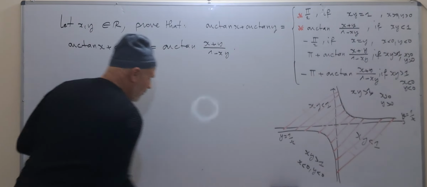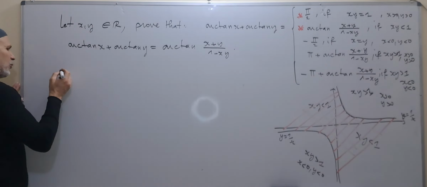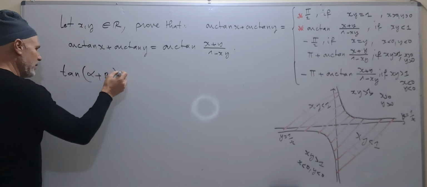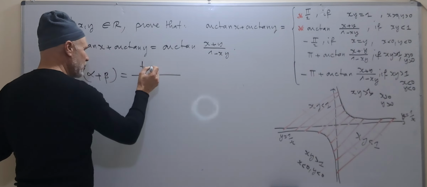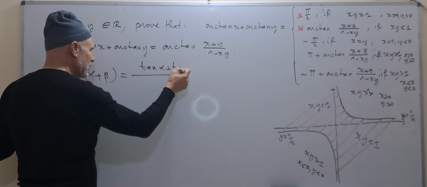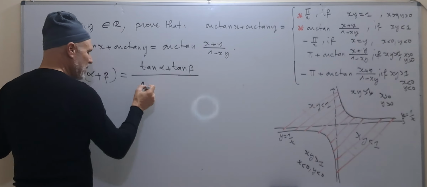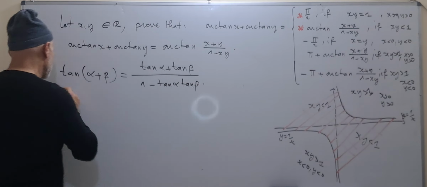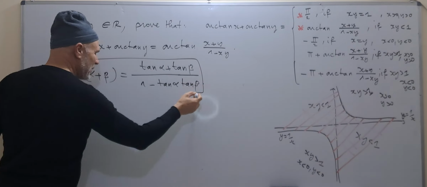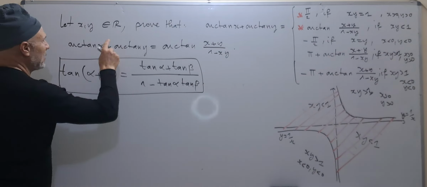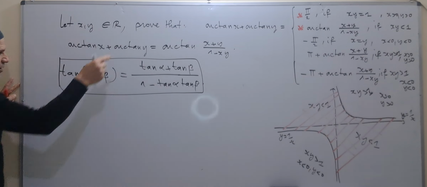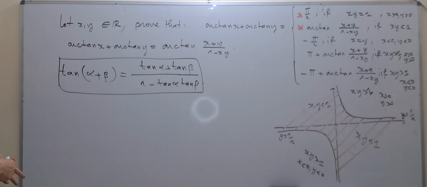I will repeat the formula. This is wrong. We have that tangent of alpha plus beta is equal to tangent alpha plus tangent beta over 1 minus tangent alpha tangent beta. So I want to apply this formula to this side, then to this side, which is equal to x plus y over 1 minus xy.